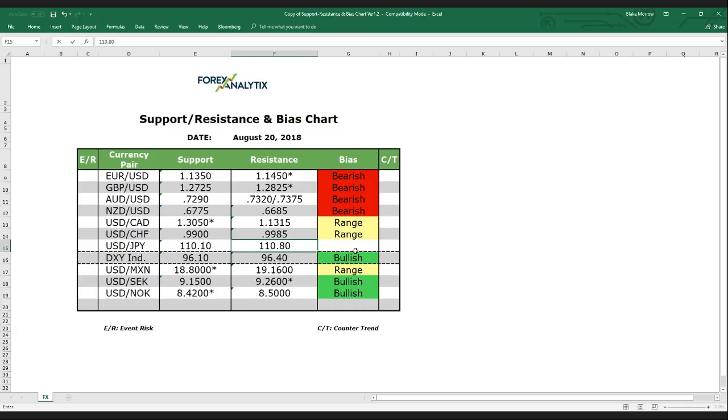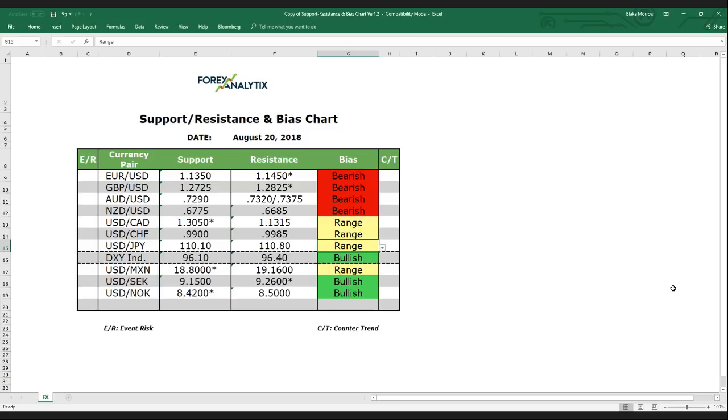And then I'm going to put it as a range because, man, trying to get directional with the dollar yen right now, why do it? Like I said, price action is a disaster. So here's your bias chart. It's been a long time, guys, since we've done this bias chart together. How many of you guys and gals enjoy doing that bias chart together?